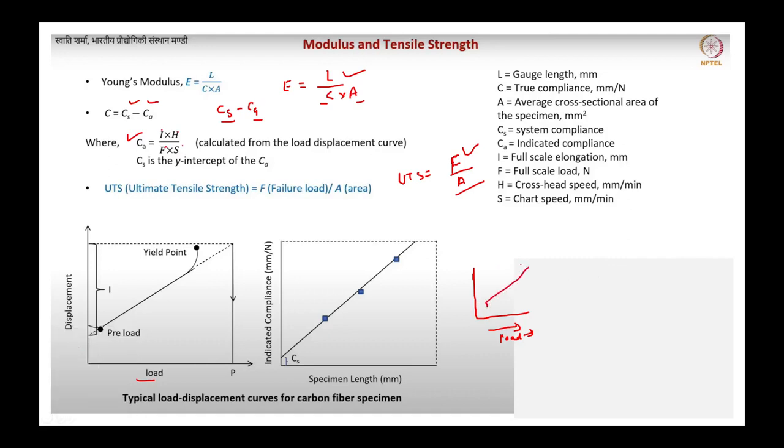So here it will be like this, and at some point there will be your yield point. If you have known the stress strain curve, this is your displacement. Here you will apply some preload, and then you will increase the load, and this is your yield point. So you apply load like this and you will get a displacement. After indicated compliance, here is the specimen length. So the specimen length will also increase. A typical load displacement curve for a carbon fiber specimen looks somewhere like this, and this is your compliant specimen length.